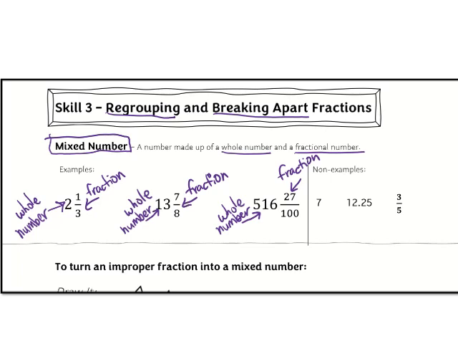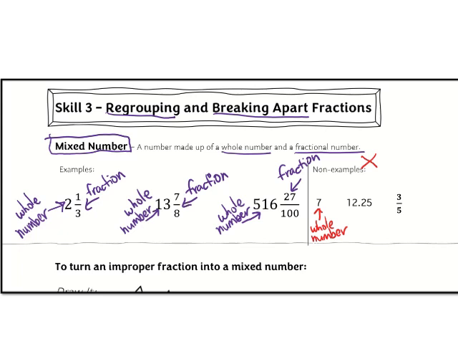Now let's look at some non-examples. Non-examples mean that they're not mixed numbers. I'm going to put an X up here in red to remind myself these are not mixed numbers. My first example here is 7. 7 is a whole number, but it doesn't have a fraction. It's just a whole number, so it's not a mixed number.